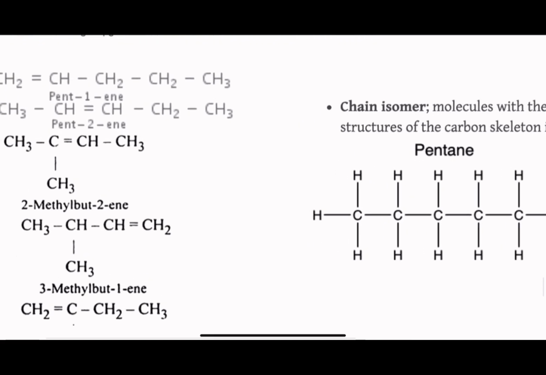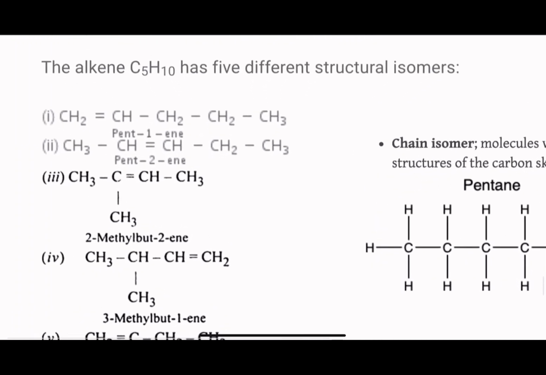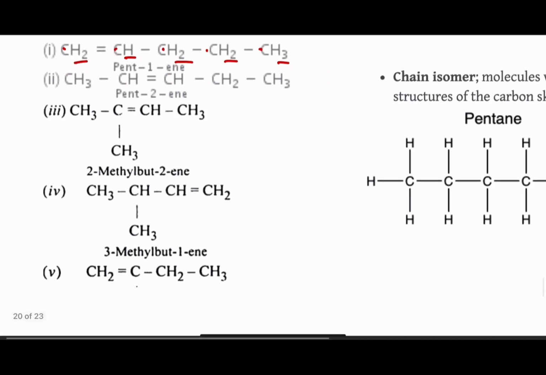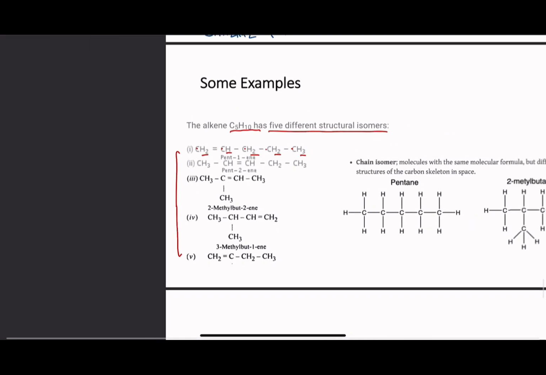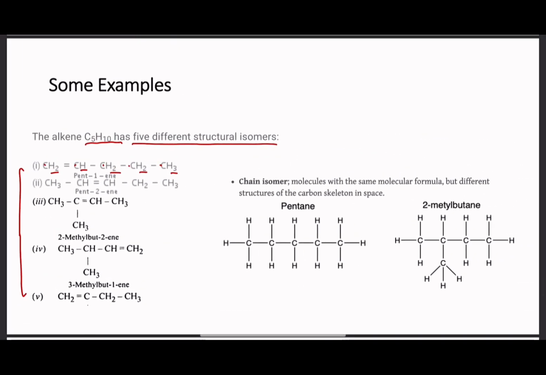But let's check out this exercise. The alkane C5H10 has 5 different structural isomers. C5H10. If you count the number of carbons in here, you see that it's carbon 5. And then if you count the number of hydrogens, you could see that it is 10. And if you check all of them down here, you would see that they're all isomers. But there is one way to figure this out.